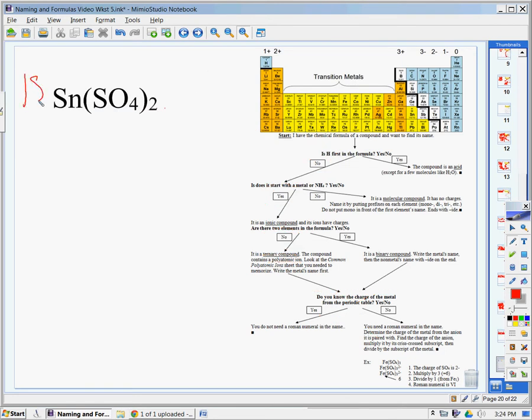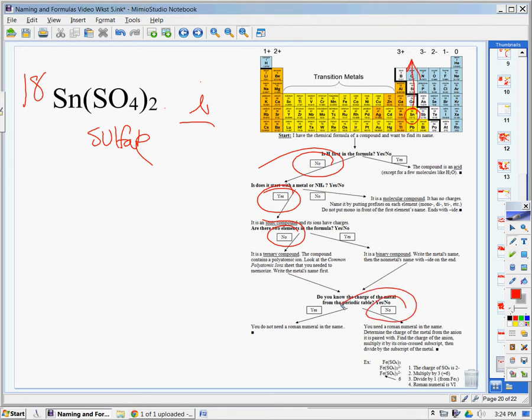18. Is H first? No. Metal? Yes, it's ionic. Are there 2 elements? No, it's ternary. It contains a polyatomic ion, which is sulfate. Do you know the charge of the metal from the periodic table? Tin's here, so no, I don't. That means you need a Roman numeral with the metal. So this is tin, and you got to figure out the Roman numeral.